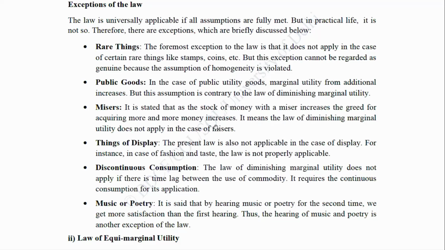Second, public goods. In the case of public utility goods, marginal utility from additional units increases. But this assumption is contrary to the law of diminishing marginal utility. Third, misers. It is stated that as the stock of money with a miser increases, the greed for acquiring more and more money increases. It means the law of diminishing marginal utility does not apply in the case of misers. Fourth, things of display. The present law is also not applicable in the case of display. For instance, in case of fashion and taste, the law is not properly applicable.